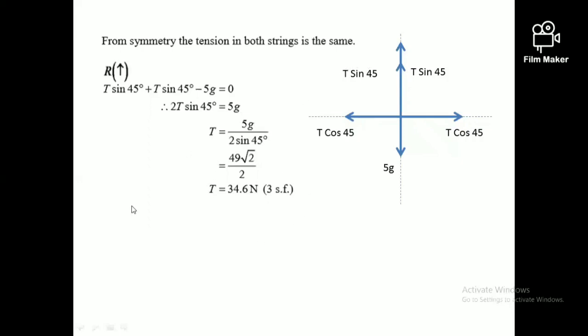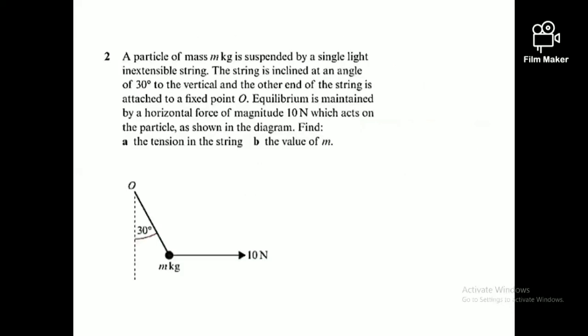Then how do you get it? Pretty simple. If you consider the upwards equilibrium, you can say T sin 45 plus T sin 45 minus 5g equals 0. Or you can say T sin 45 plus T sin 45 equals 5g. Upwards equals downwards. With that, you can obtain the answer over here, because T sin 45 plus T sin 45 is 2 times T sin 45. With the value for sin 45, you can obtain the answer, and you can consider the g value over here as 9.8. That is how you can obtain this answer. Let's move on to the next question.